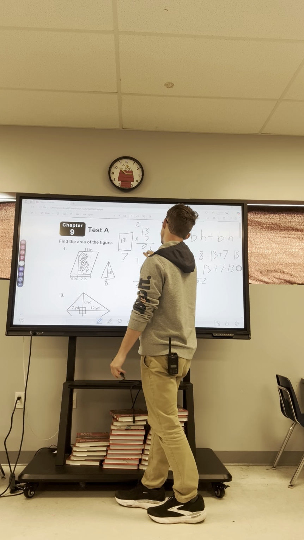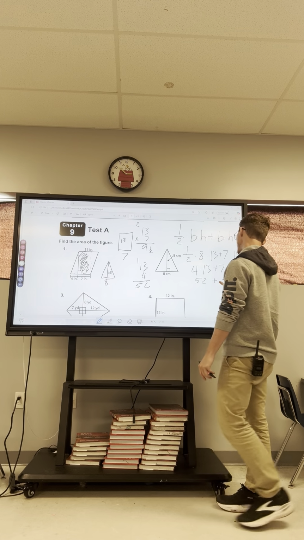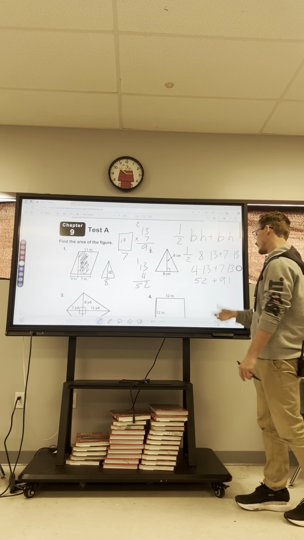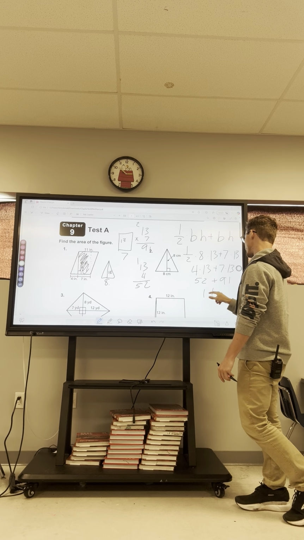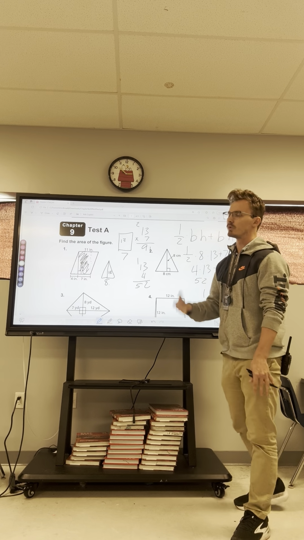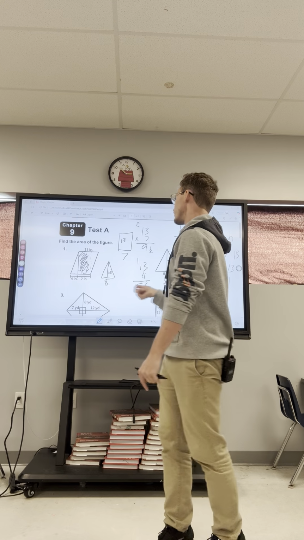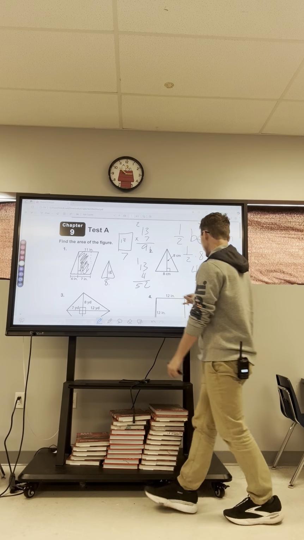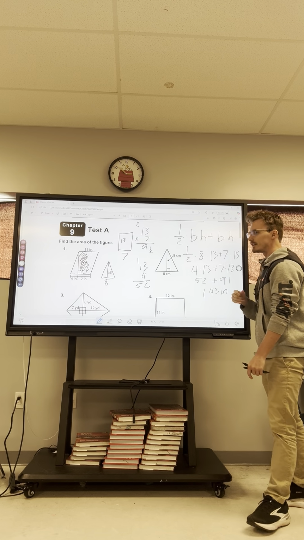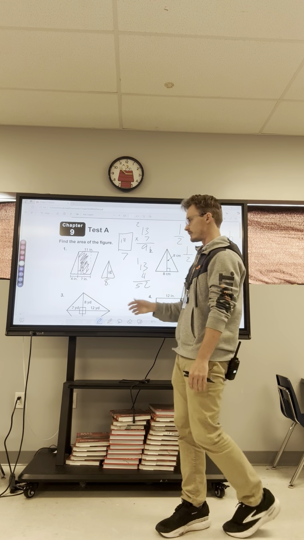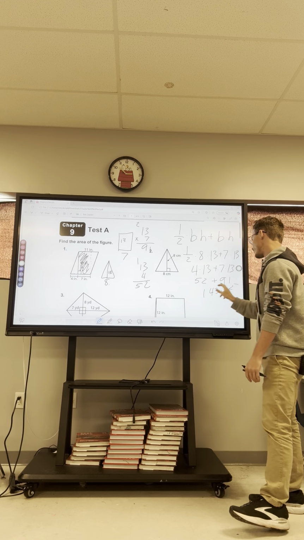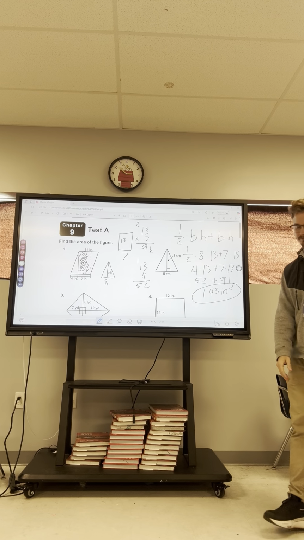21, 7, 9, 91. So it's plus 91. That should equal 143. And I always tell them, what is the unit? What's the label? Well, our label is in inches. So inches, and it's for the area, it has to be squared. So this would be our answer for number 1.